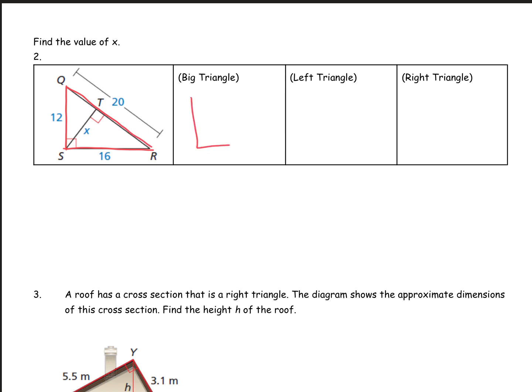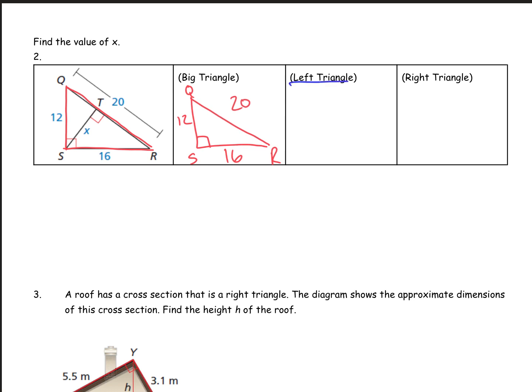I'm gonna copy over the big triangle. See, all I'm doing is just bringing this over. Now, one thing that you can do if you want, you can actually draw the red triangle and then bring over the side lengths as they are. Look at this. I have 12 here, so 12 can go here. I have 16 in between S and R, so 16 will go here. And I have 20 from Q to R. So now I'm actually doing step one and step two at the same time. I'm redrawing my triangles and bringing over the side lengths. Maybe this will be easier.